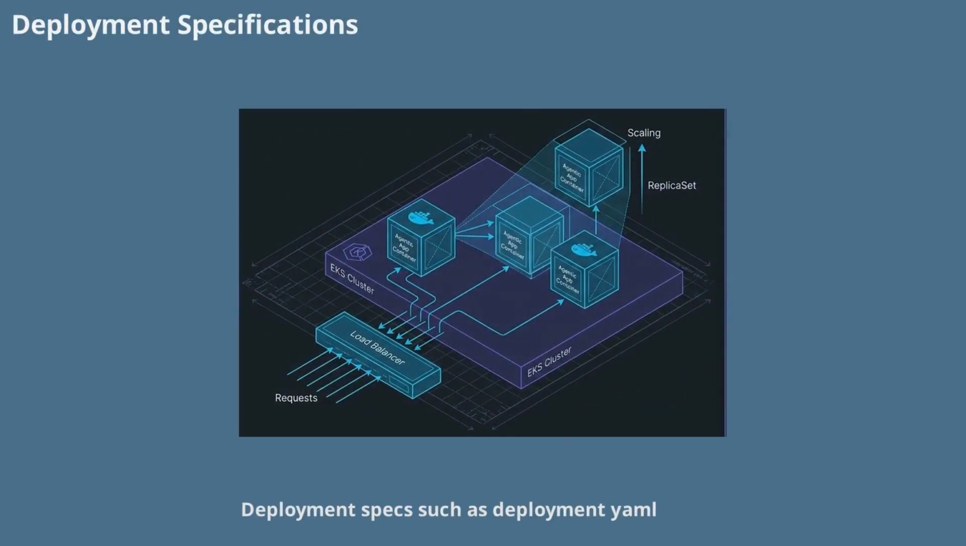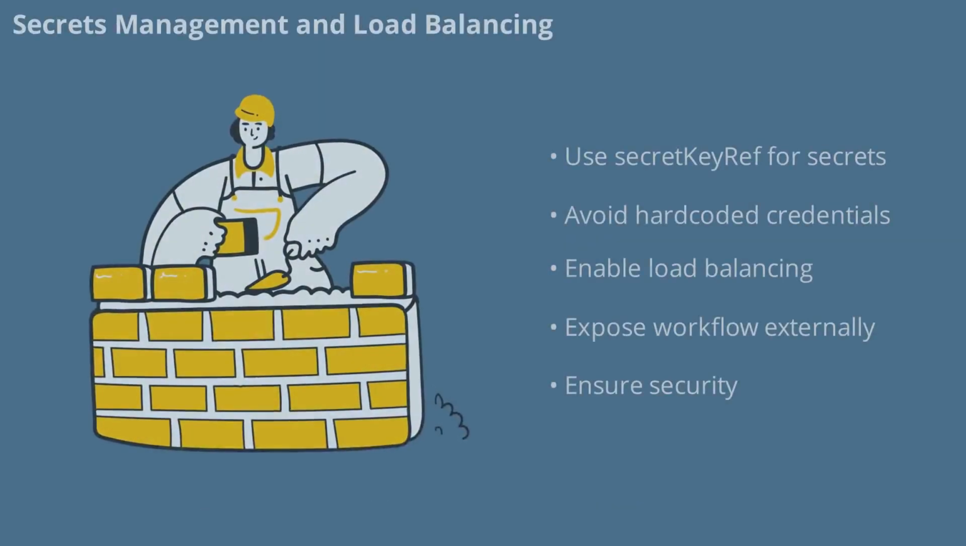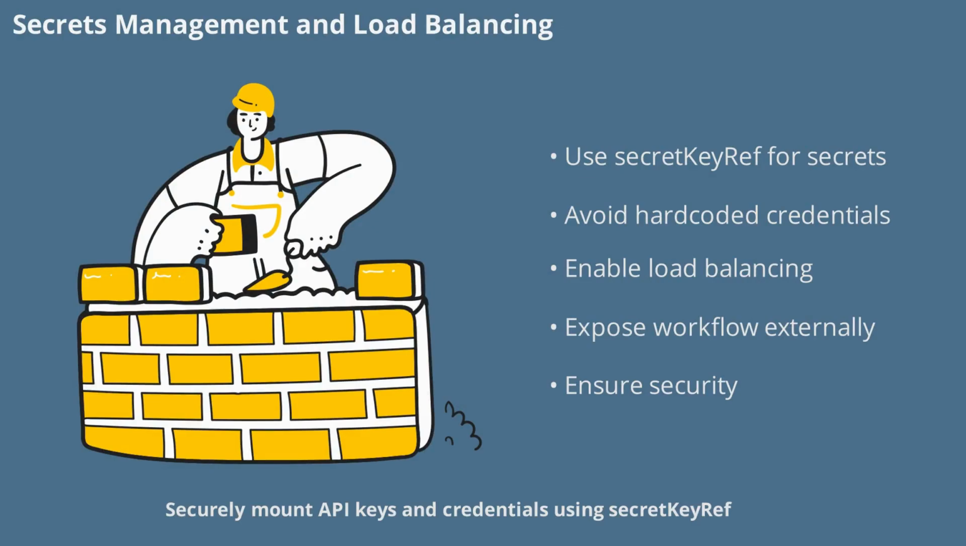Deployment specs such as deployment YAML ensure high availability by running multiple replicas of the agentic app across different nodes. This setup provides resilience against node failures and supports horizontal scaling as demand increases. Securely mount API keys and credentials using secretKeyRef, avoiding hard-coded secrets. Load balancing exposes the agentic workflow to external traffic via managed service endpoints, ensuring both security and accessibility for users.